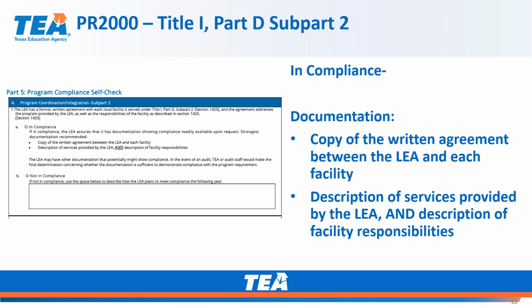In order to comply with this requirement, the LEA must establish a formal agreement with each local facility served with Title I Part D funds. The strongest documentation for compliance with this requirement will include a copy of written agreement between the LEA and each facility. Such agreement would include a description of services provided by the LEA and a description of the facility responsibilities. By selecting the radio button for in compliance, the LEA is assuring that it has documentation of its compliance with this requirement readily available upon request by TA and/or an auditor.